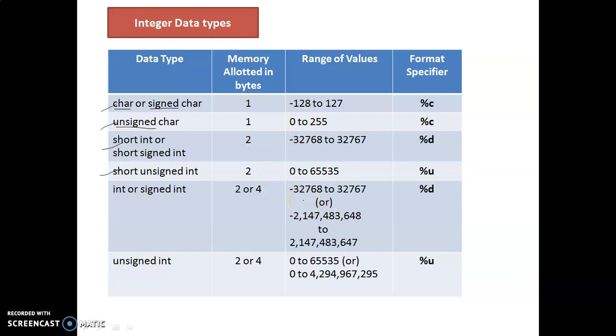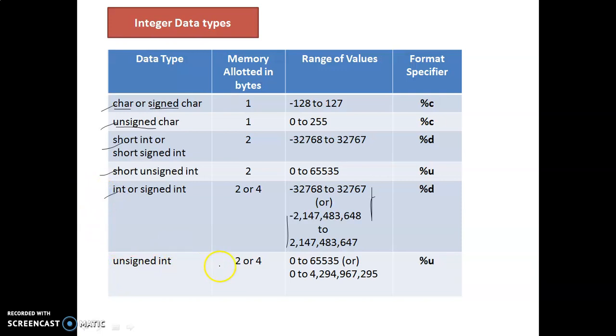So next one, its range of values. Suppose if a computer gives 2 bytes of memory, then its range of values is minus 32,768 to 32,767. Suppose if it allows 4 bytes of memory, then its range of values is minus 2,147,483,648 to 2,147,483,647, and the format specifier used here is %d. And next one, unsigned integer.